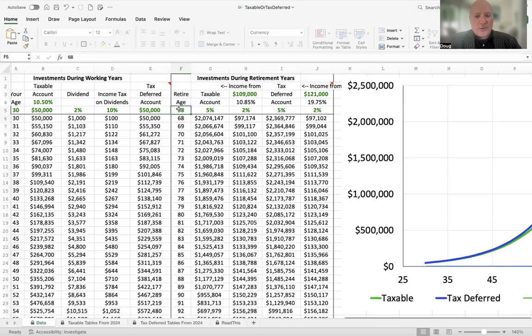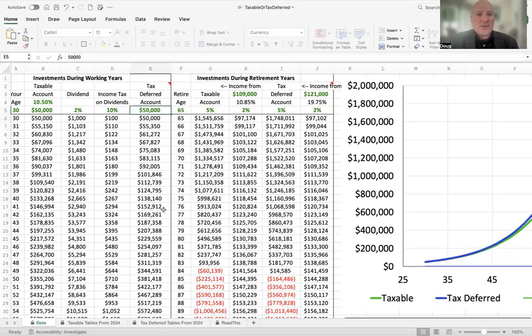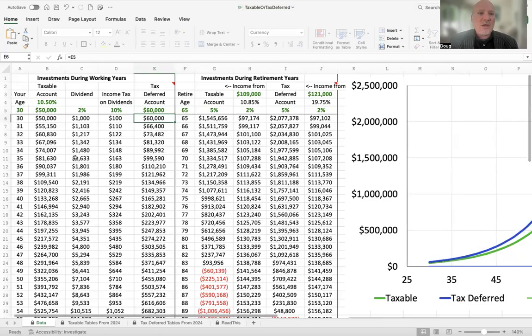Let's make another assessment. Change this back to age 65, but we're going to have this tax deferred account start at $60,000. The idea being from the age of when you graduate from college, around age 23 or so, to age 30 is when you're trying to grow this nest egg of $50,000 and $60,000. Because this person over here was investing in their taxable account, they were paying taxes as those investments accumulated to $50,000 at age 30.